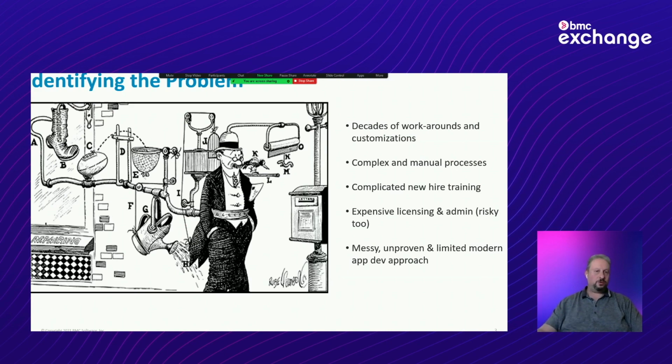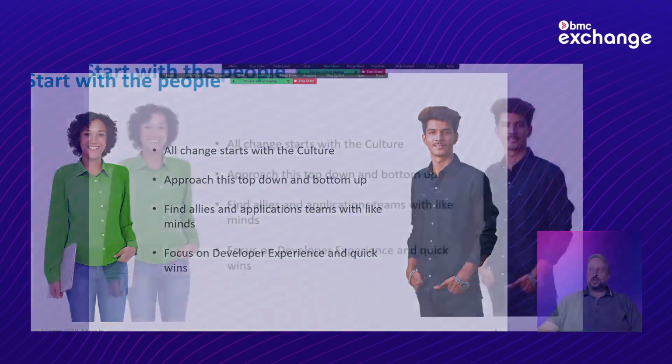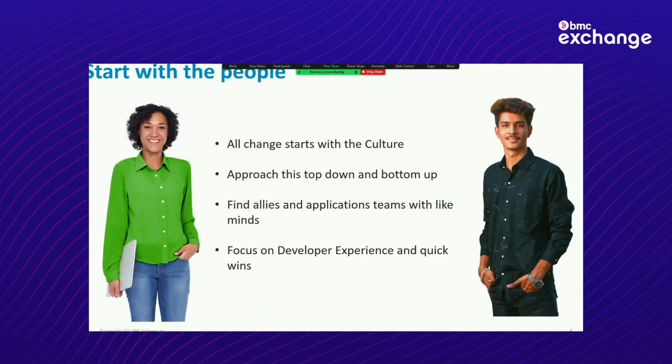So once we sort of mapped out what our architecture was going to be and a lot of the things that we needed to do in order to improve ourselves, we knew we had to change the culture. You have to start with the people.